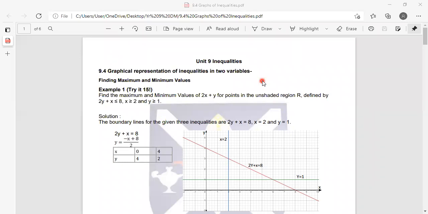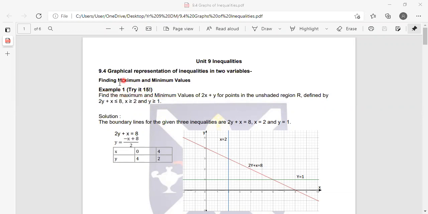Now, I hope you've downloaded the notes and kept the copy with you. Okay, so I expect you to copy these examples in your exercise book, or if you decide to print, make sure you stick them in your exercise book. Okay, let's get started with finding the maximum and minimum values of expressions in a region defined by a set of inequalities. Let's look at two examples I have here for today.